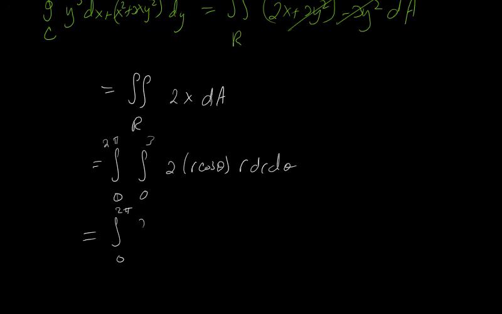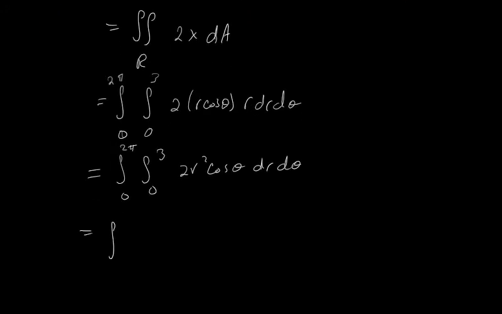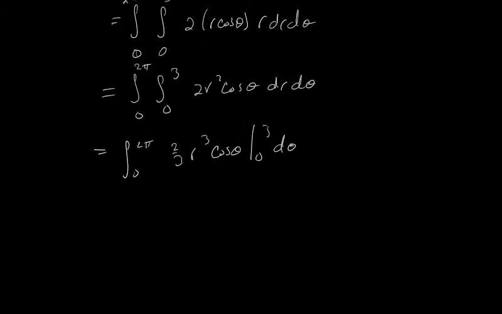So it's the integral from 0 to 2 pi of the integral from 0 to 3 of 2r squared cosine theta integrated with respect to r and then with theta. Integrating with respect to r, we get the integral from 0 to 2 pi of, so we add 1 and divide, 2/3 r cubed cosine of theta, evaluated from 0 to 3 d theta.